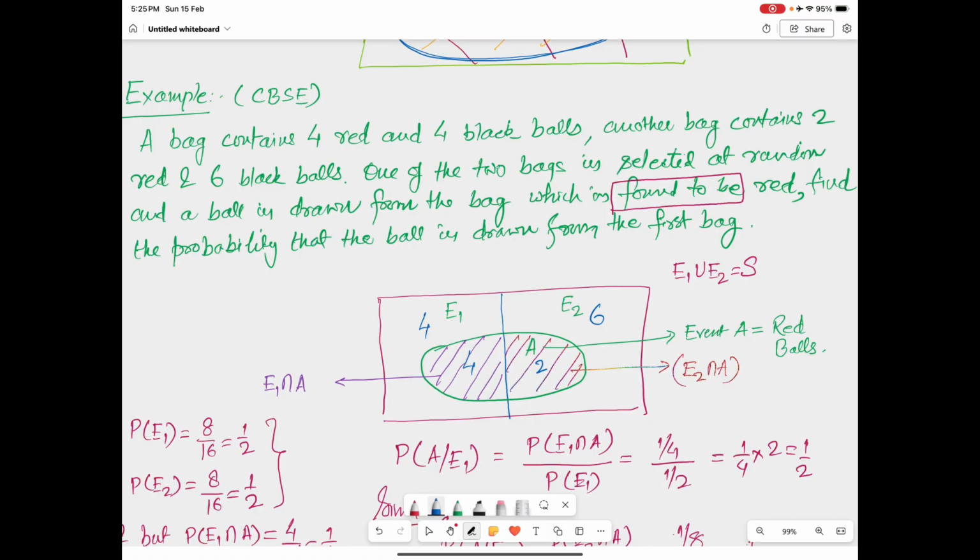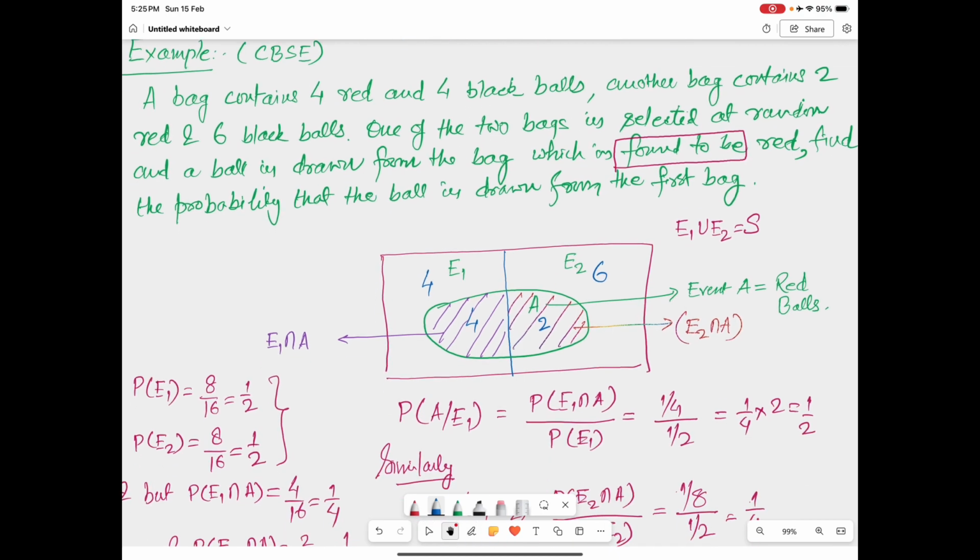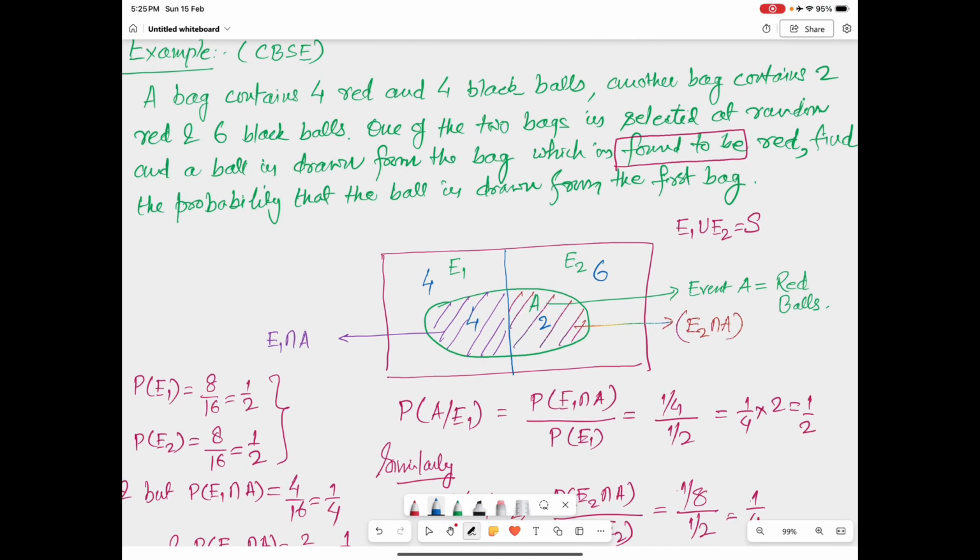Here I have made it so that since there are two bags, they are divided into two partitions, E1 and E2. So these are the two bags, and E1 union E2 is S. The green circle which I have drawn is an event A, which is nothing but red balls. So bag 1 contains 4 red balls. I have put a number 4 inside and 4 outside, which is the black balls. E2 contains 2 red balls and 6 black balls.